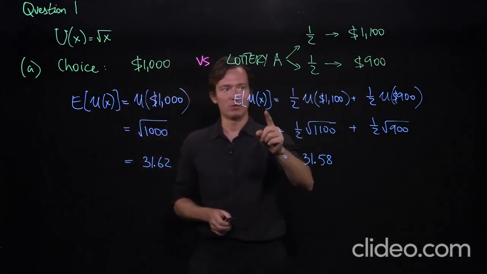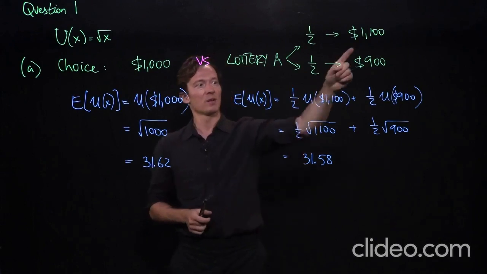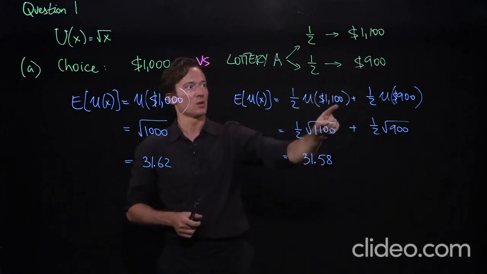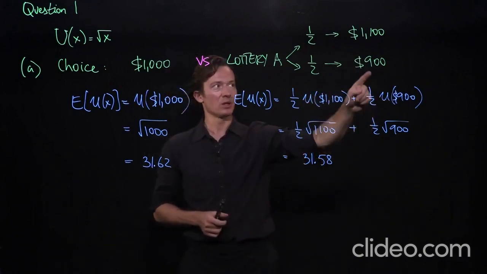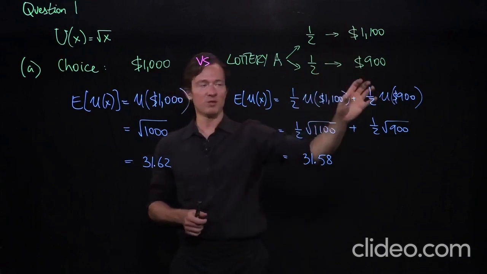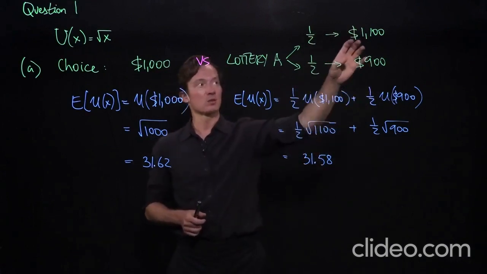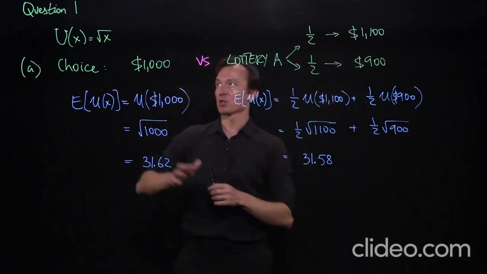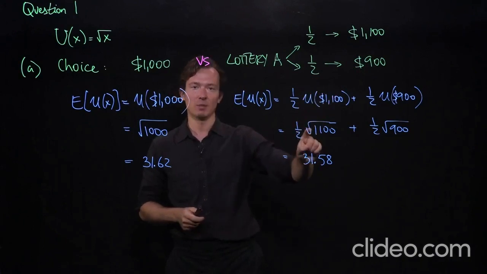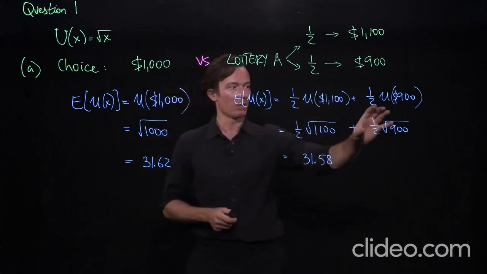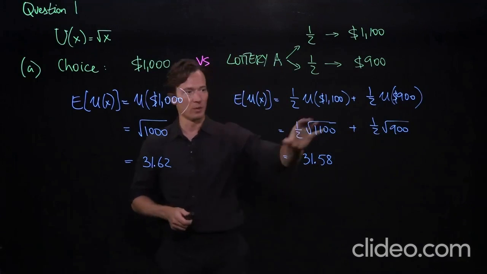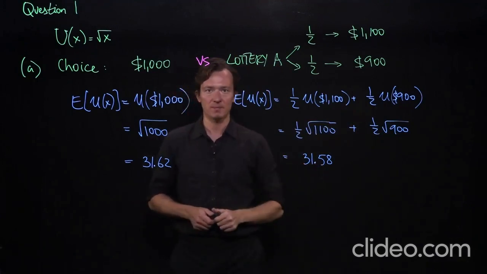The expected utility of this investor equals 1/2 the utility of the payment in the first outcome, which is $1,100, plus another half times the utility of $900. This is the second outcome. So these are the utilities from these payoffs, weighted by the probability of these two outcomes. Our utility function is just a square root function. So this first part becomes 1/2 multiplied by the square root of 1,100. The second part becomes 1/2 multiplied by the square root of $900. If I compute this, I get 31.58.